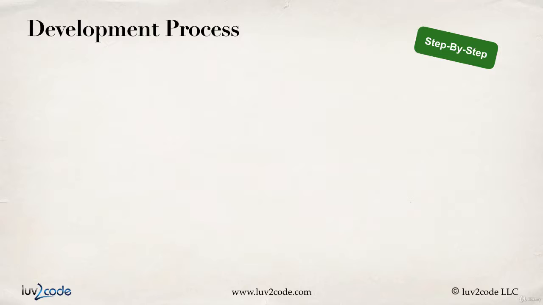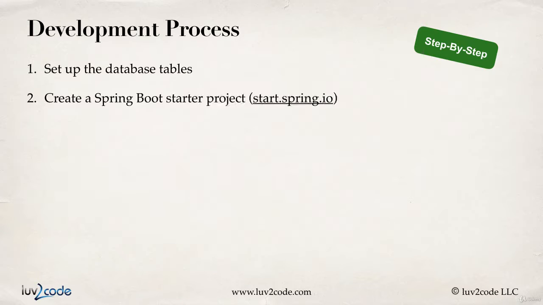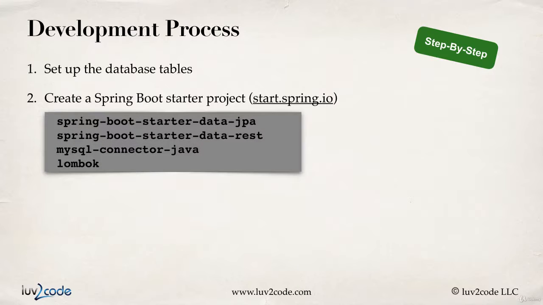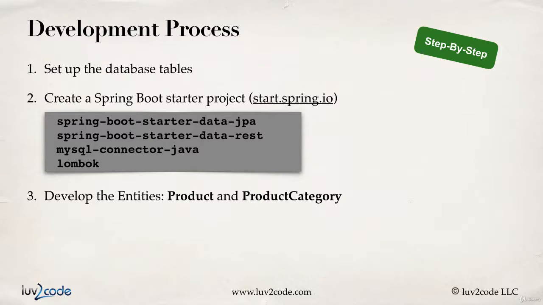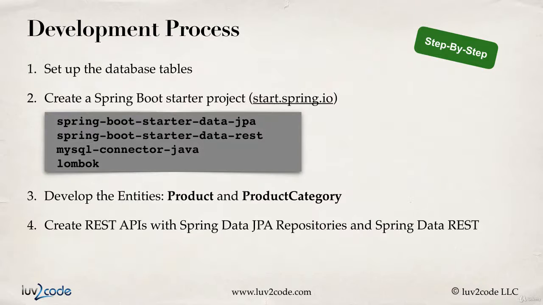So here's our development process. The first thing that we'll do is we'll set up the database tables, and then we'll create the Spring Boot starter project. And with our starter project, we'll add in some dependencies for Spring Boot starter data JPA, data REST, the MySQL connector Java, and also Lombok. And then we'll develop the entities for product and product category. And then we'll create the REST APIs with Spring Data JPA repositories and also Spring Data REST.